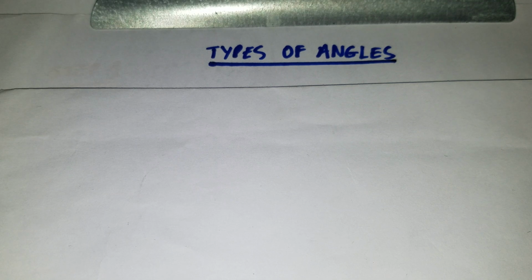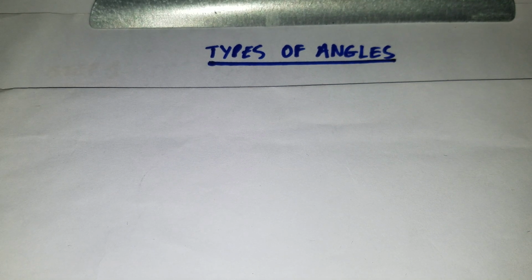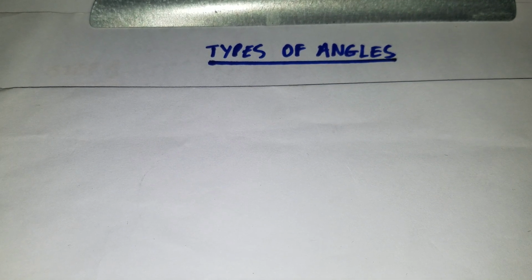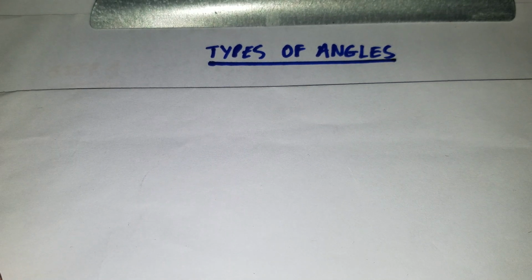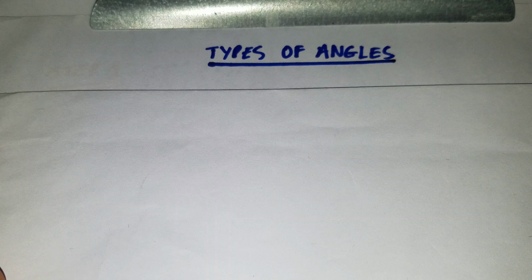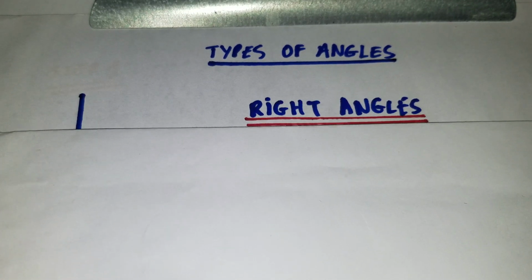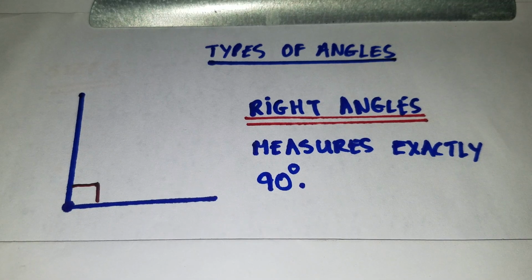Today we'll be doing a follow-up lesson to Introduction to Angles. Now in our previous lesson we learned what an angle is. In this lesson we'll be learning about the different types of angles that we have and the different values they may measure. Now the first one of interest is the right angle.